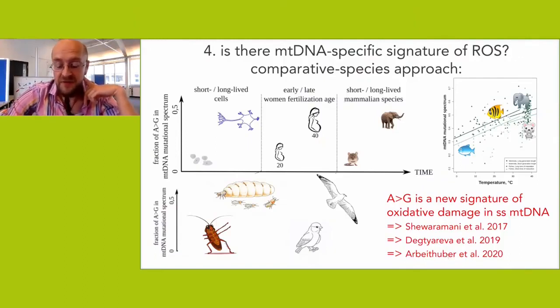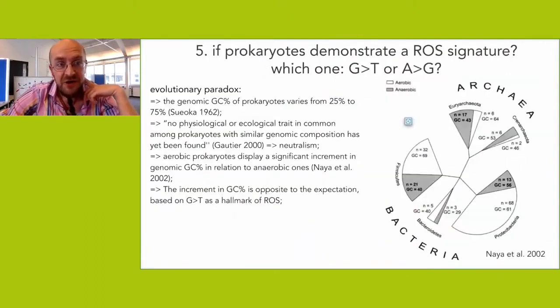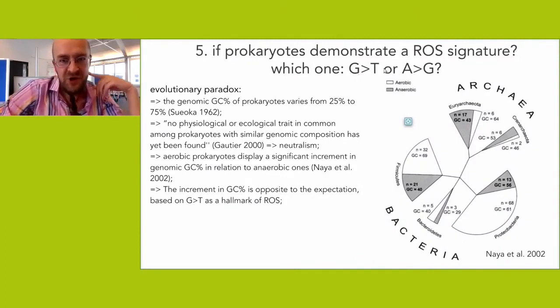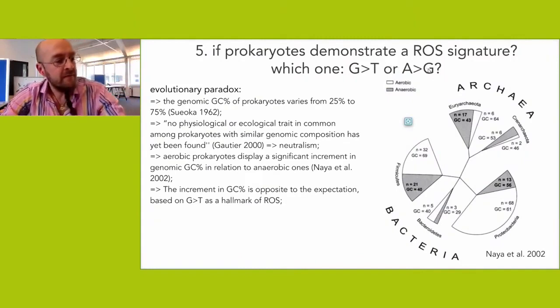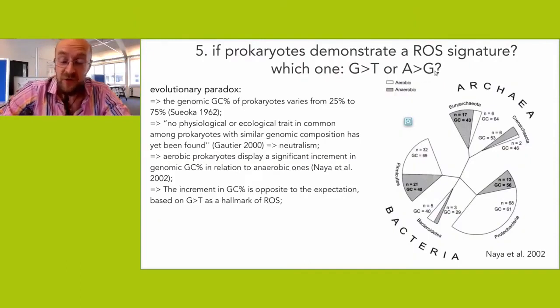And if this is universal, we may try to expand it to bacteria and to prokaryotes in general. So next, our question: if prokaryotes demonstrate a ROS signature, is it G to T, which is classically known and well accepted, or is it A to G, which is described for now only in the mitochondrial genome? Why did we decide to test prokaryotes? Because mitochondria are descendants of prokaryotes, of bacteria, and we hope that mutational rules can be similar.